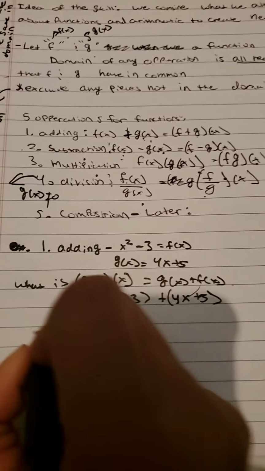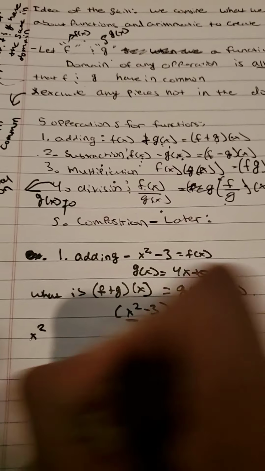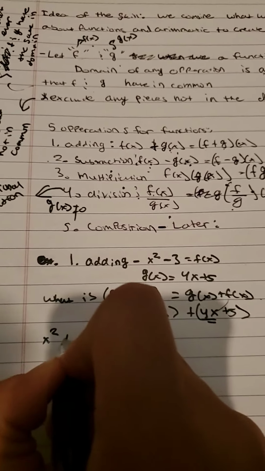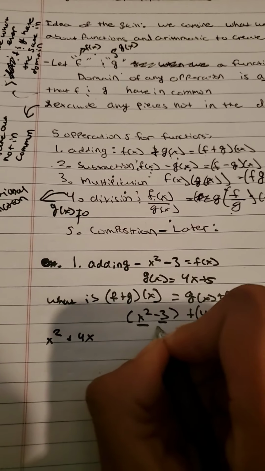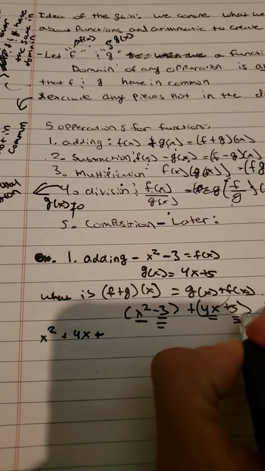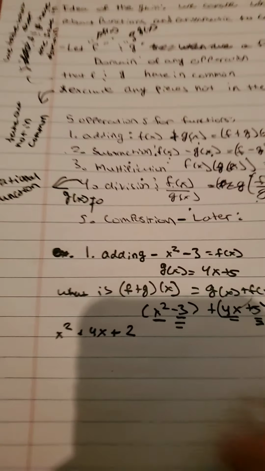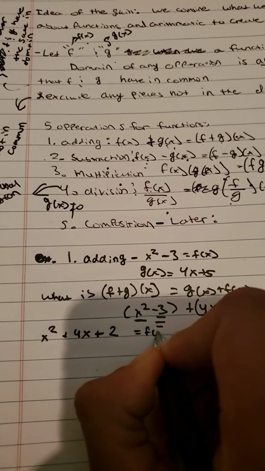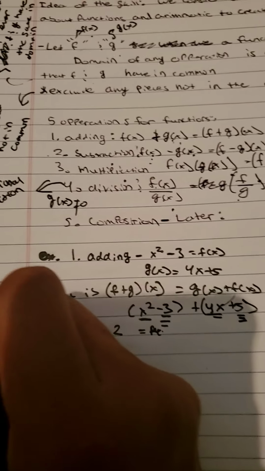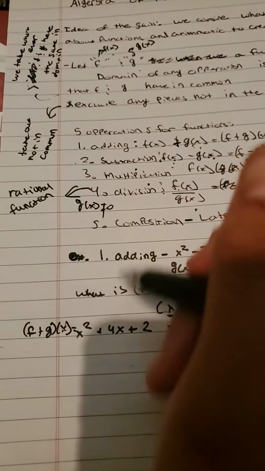Okay, so there's nothing in common with x squared. Okay, nothing in common with 4x. I use these lines to signal I already looked at them. Alright, and 5 minus 3 is 2, so this is equal to f plus g of x. So the combined function is x squared plus 4x plus 2, and that is a quadratic function.